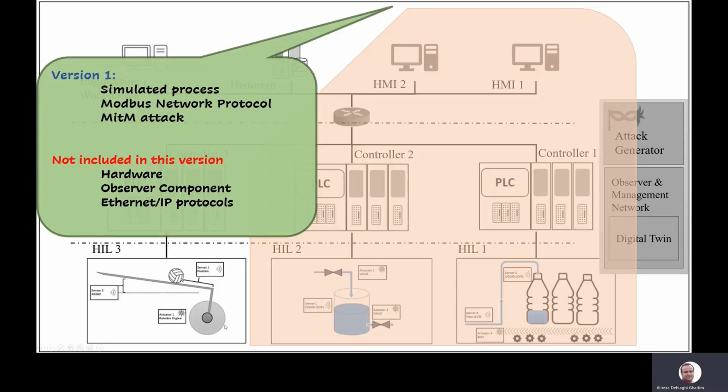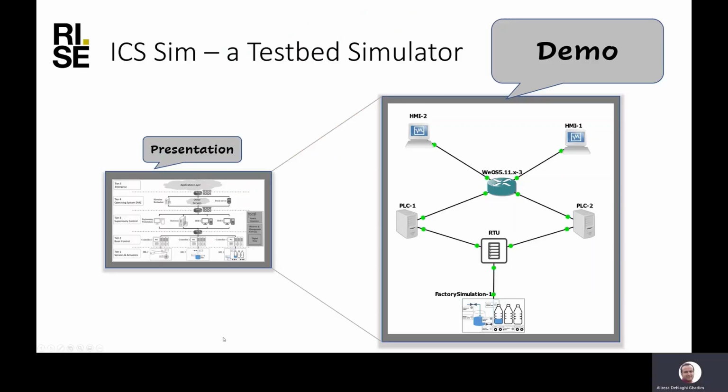The first version of ICSIM has been developed by implementing main components, such as the simulated process, HMIs, PLCs, logics, and Modbus protocol, which are highlighted in this picture. We have decided to leave some other details for the next versions. Now it's time to run a demo.